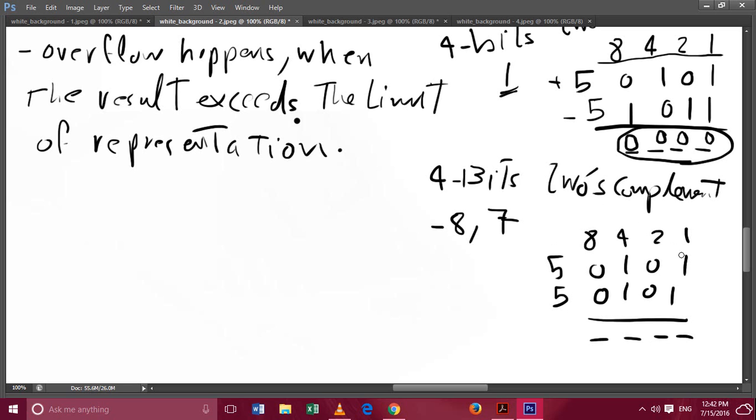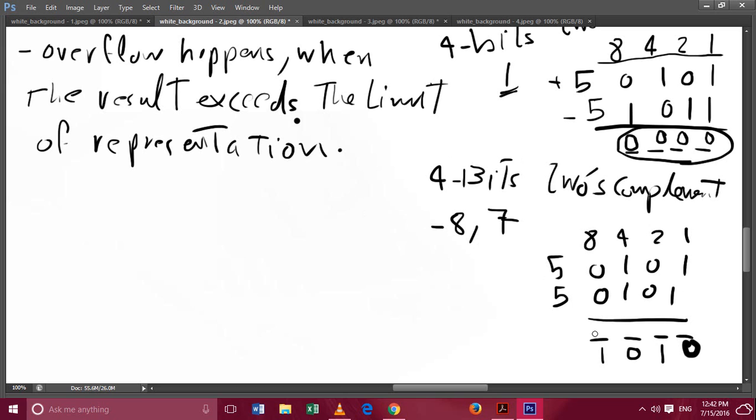So let's put this to test. 1 plus 1 equals 0, carry 1. 1 plus 0 and 0, so we have 1 here. 1 plus 1 equals 0, carry 1, and the 1 would be here. Okay, so what do we got here?